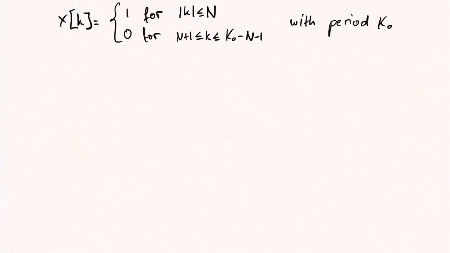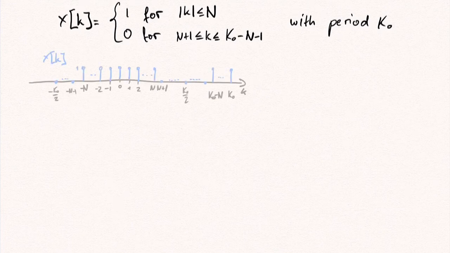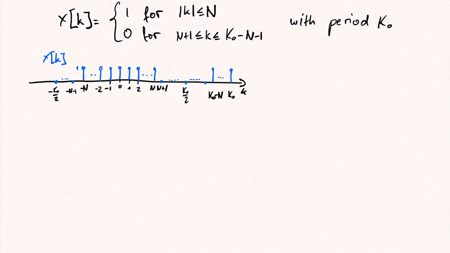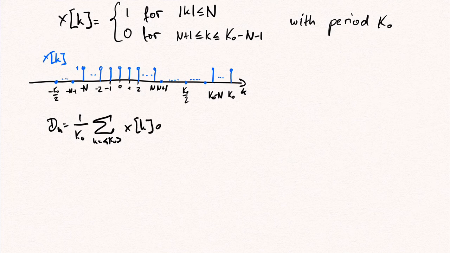Let's consider this example of a periodic discrete time signal x of k, which is 1 for all times k which by magnitude are less than or equal to N, and 0 for all times k between N plus 1 and K0 minus N minus 1, where K0 is the period of the signal. So again, x of k is equal to 1 for all values of k between minus N till N, and 0 otherwise, and has a period of K0. The formula for the DTFS coefficients d_n is given by 1 divided by K0 times the sum for one full period K0 of x of k times e to the power of minus j n omega 0 k.